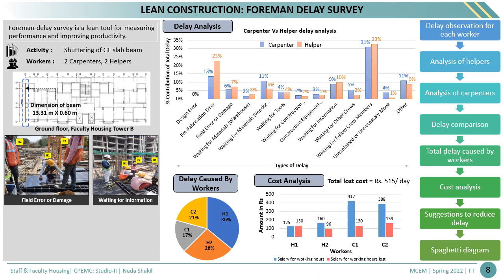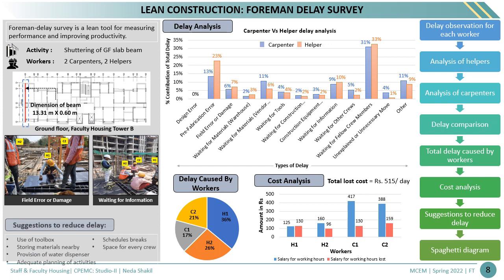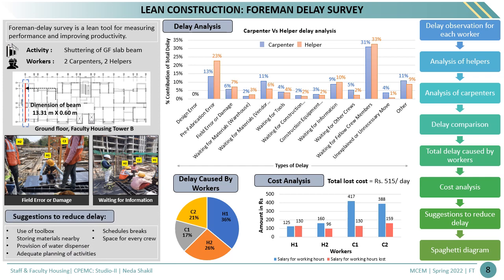Then we did cost analysis. We observed carpenter 1 and helper 2 were more efficient as compared to others, and the total lost cost is Rs 515 per day. We also provided suggestions to reduce delay, such as use of a toolbox, scheduled breaks, storing materials nearby, adequate planning of activities, and providing space for every crew.